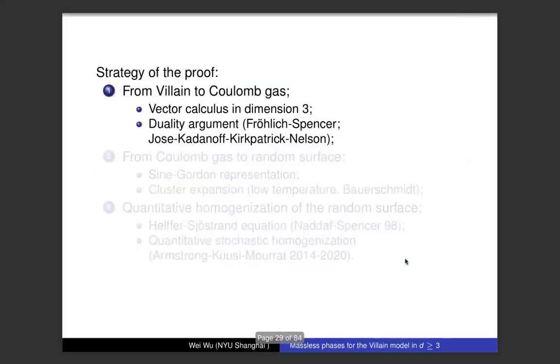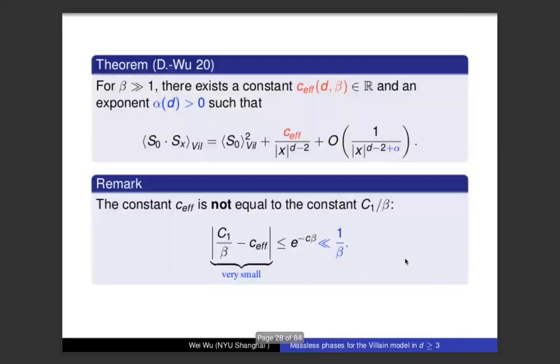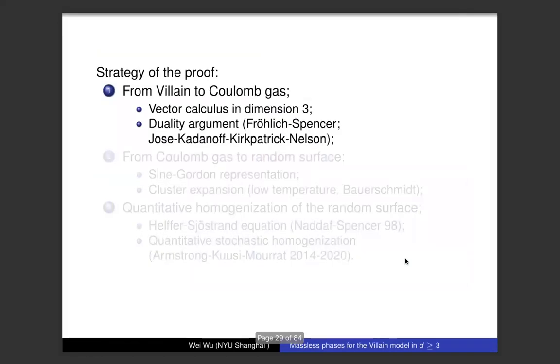Okay, so in the remaining time, let me present how we are proving this result. As we mentioned, the Villain model is a highly non-convex Gibbs measure. So in fact, we're not working directly with the Villain model. There are a few steps.